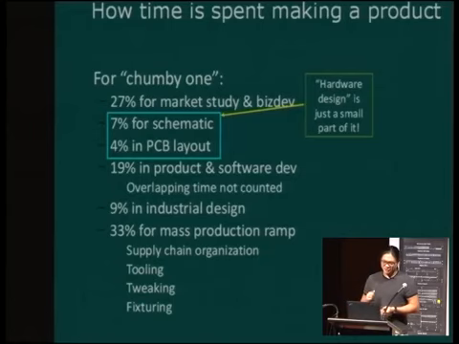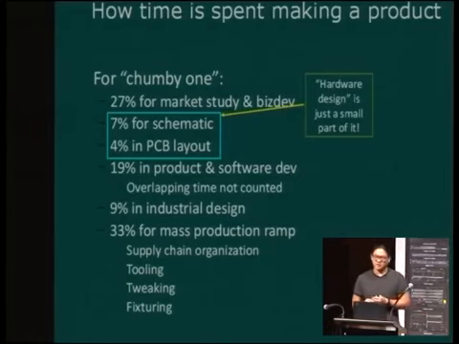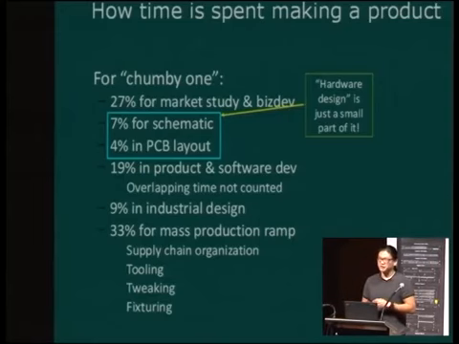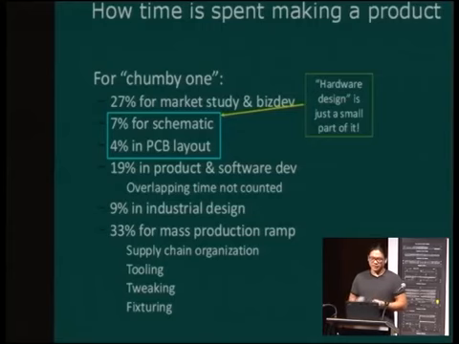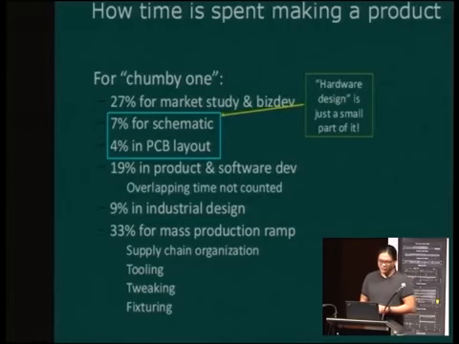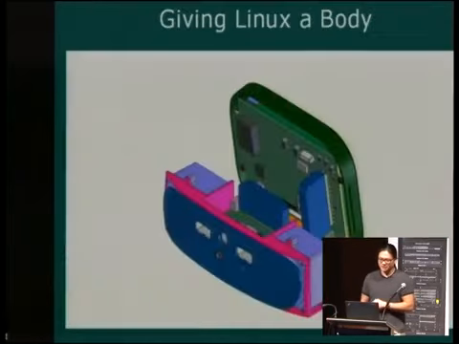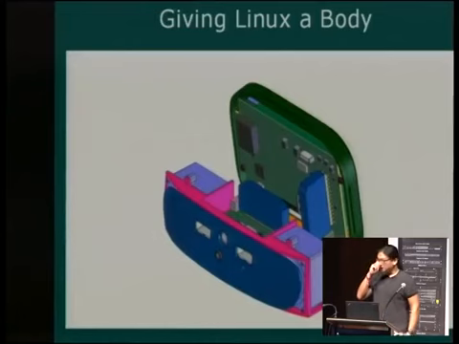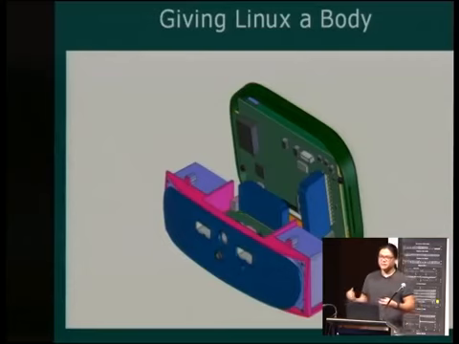About 10% was industrial design, and then about 33%, the majority of the time, is spent in mass production ramp, which is things like organizing the supply chain, talking to factories, doing tooling, tweaking, fixturing, all that sort of stuff, which is my latest obsession, trying to enable more people to be able to do that kind of thing. So I'll talk a little bit about the process of actually giving Linux a body, an actual shell.